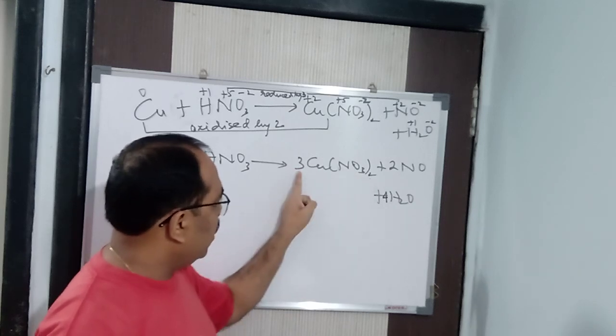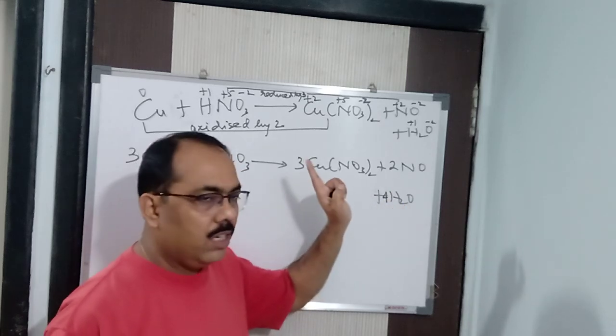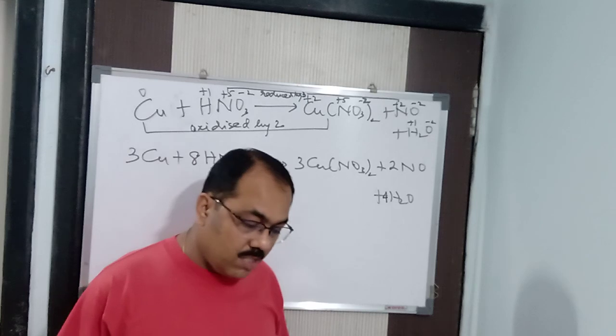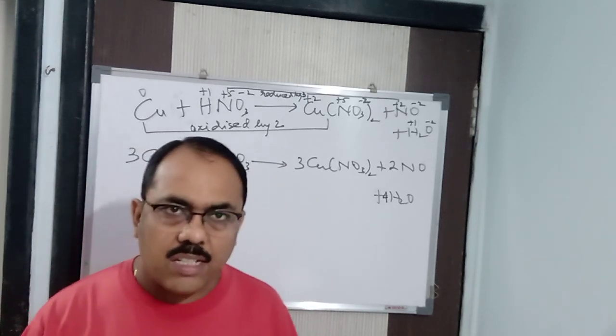3 is 6, 6 3 is 18. 18 plus 2, 20. 20 plus 4 is 24. So everything is balanced. This is known as the oxidation number method. It's easy. It's not at all difficult.